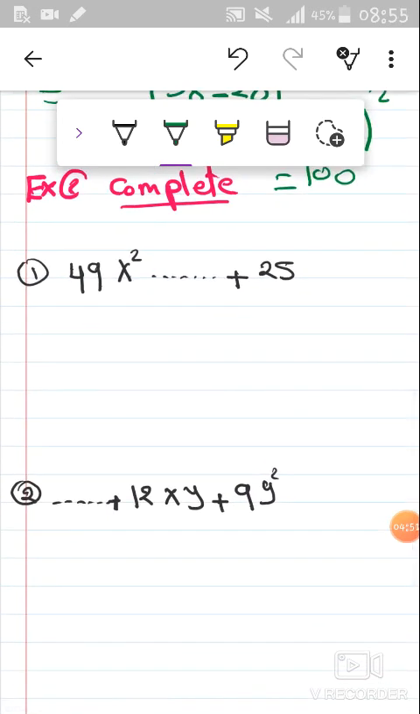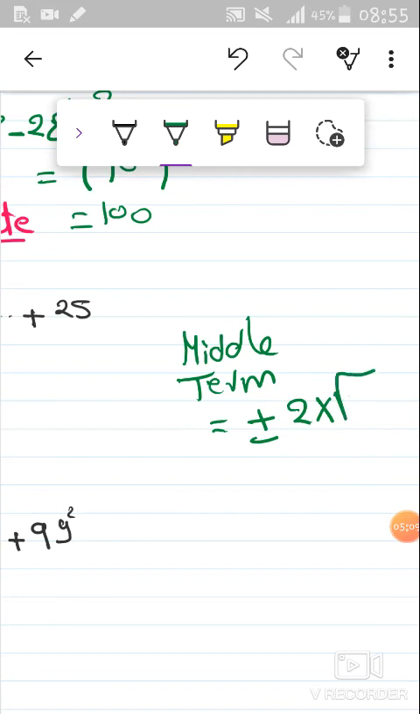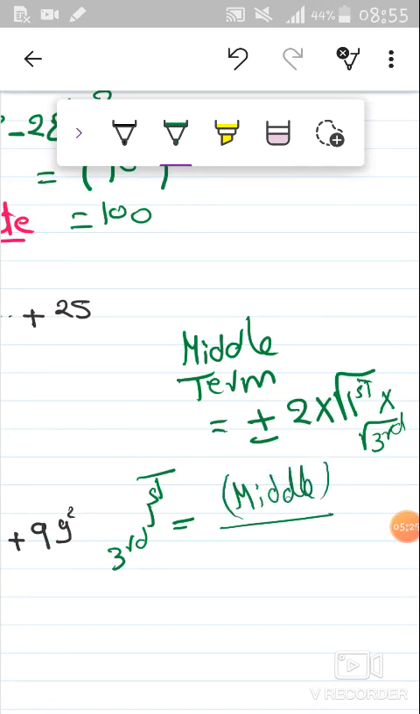Okay, if we have a missing term, how can we find it? If we have a missing term and it's a perfect square, we have a rule to get the middle term: it will be positive or negative 2 times the square root of the first times the square root of the third. And if we are looking for the first term or the third term, we make the middle term to the power 2 over 4 times the other. If we are looking for the first, the rule will be middle power 2 over 4 times the third. If we are looking for the third, the rule will be middle power 2 over 4 times the first.